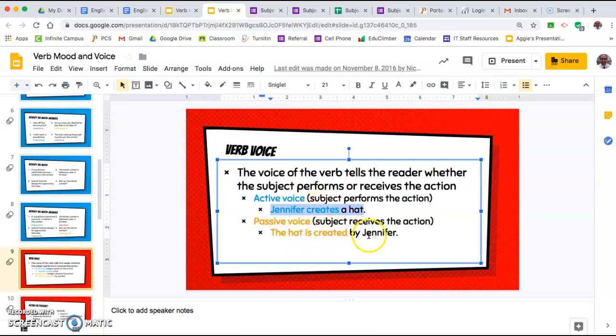But here the hat is created by Jennifer. Now the hat is what's first. We have this phrase is created. It sounds like the hat is receiving this action of being created. The hat isn't actively creating anything. It's not involved in doing anything. So the hat is created by Jennifer would be an example of passive voice.